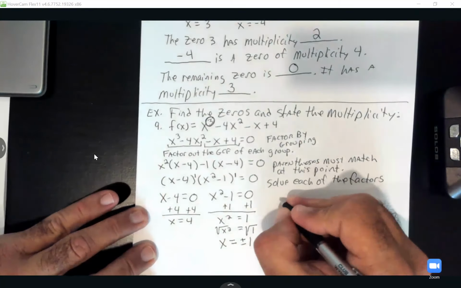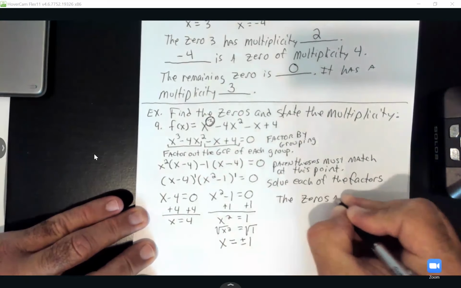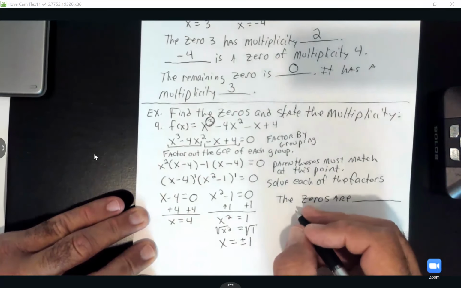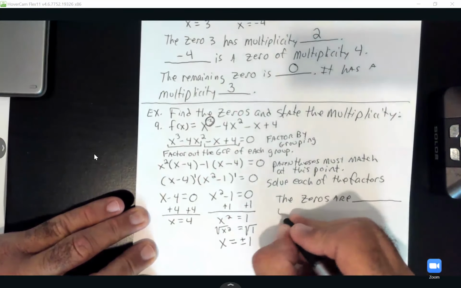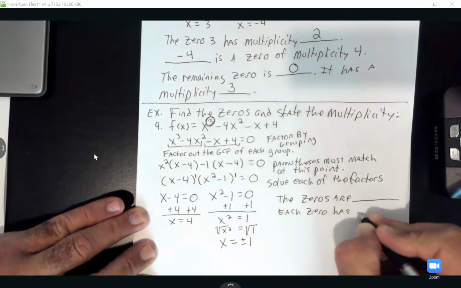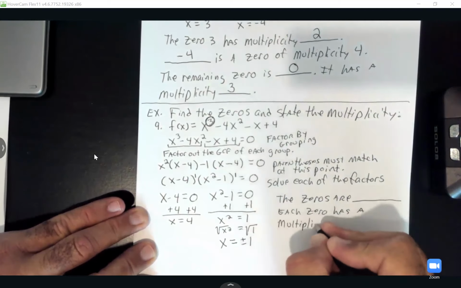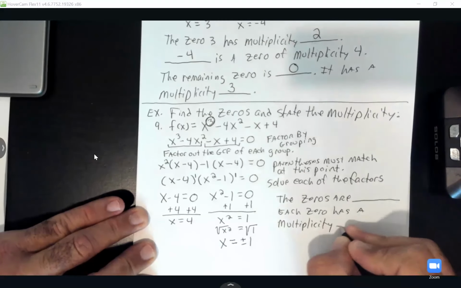So for our answer, they'll have the zeros are blank. Each zero has a multiplicity blank.